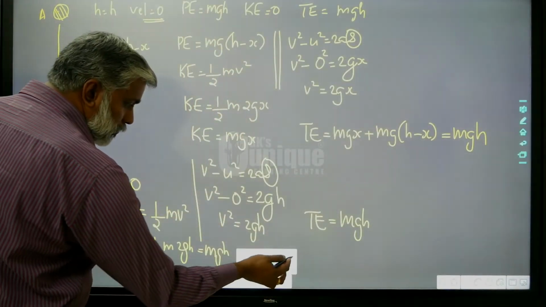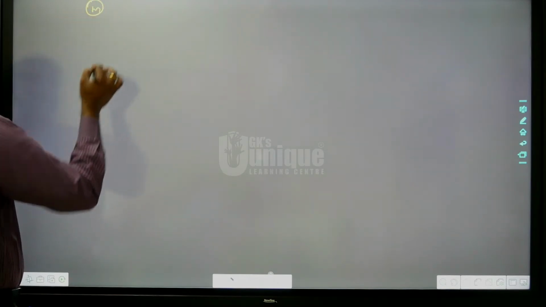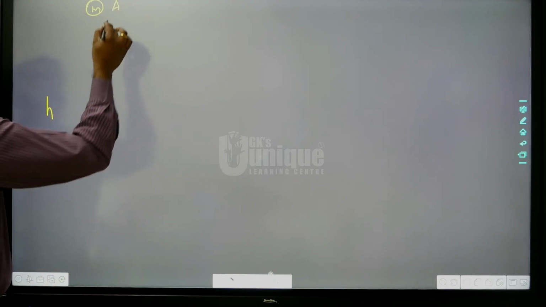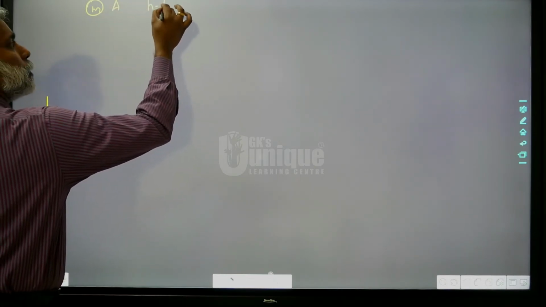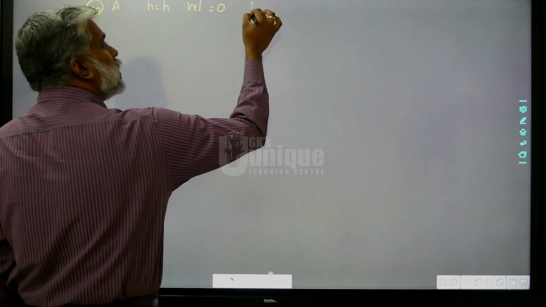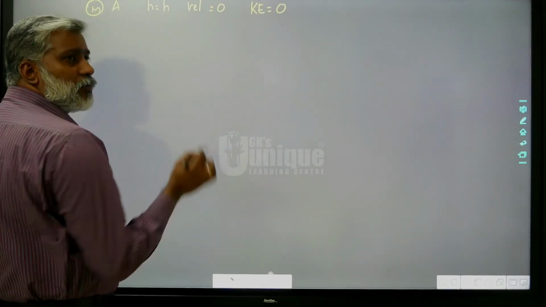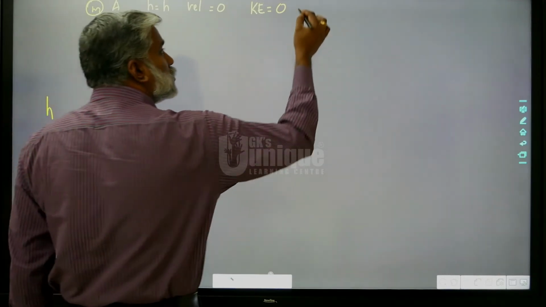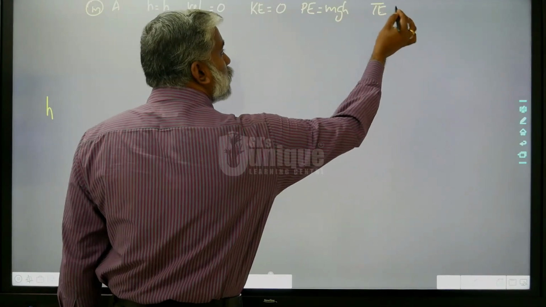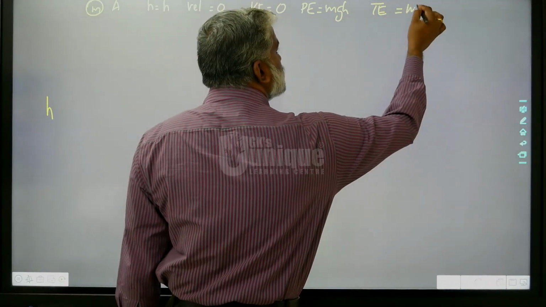So once again, consider a body of mass m at a height h from ground. The initial position is known as A. At this position the height is maximum, so the velocity of your particle is 0. Therefore the kinetic energy will be 0. As the height is maximum, your body will be having maximum potential energy. So what is the potential energy? mgh. Then what is the total energy of your body? Total energy is equal to kinetic energy plus potential energy. So mgh plus 0. So it is mgh.